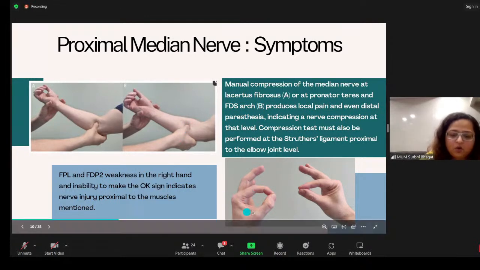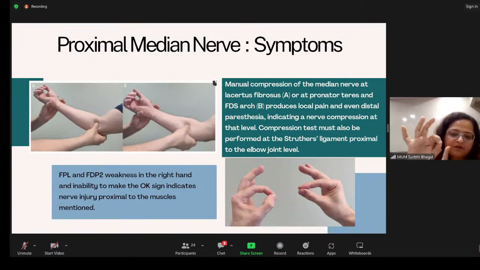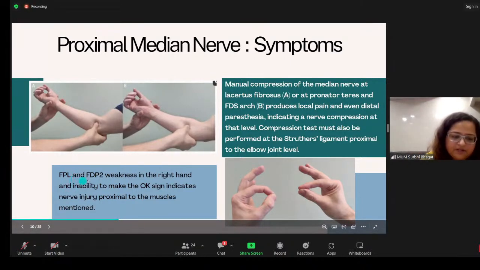Another one is the OK sign. So you ask the patient to make a pinch like this. If it is a clear O, that means our flexor pollicis longus is working. If it is flattened, that means the flexor pollicis longus is weak. So this is how you can make out flexor pollicis longus and flexor digitorum profundus weakness.